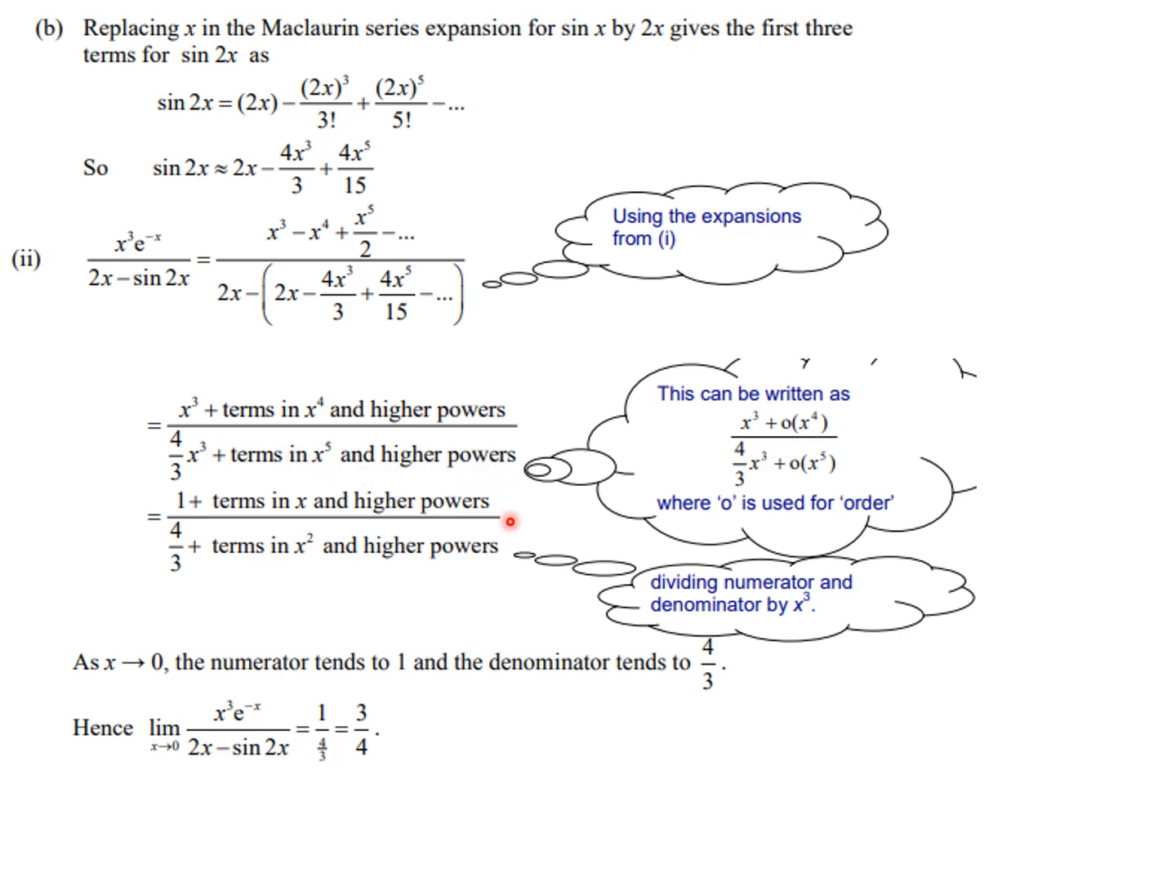So we divide both top and bottom by x to the power 3, and then that would leave us with the coefficients 1 here, and plus 4 over 3 there, so it leaves us with 1 over 4 over 3. So as x tends to 0, all these other terms tend to 0. It tends to 1 over 4 over 3, which is 3 over 4.